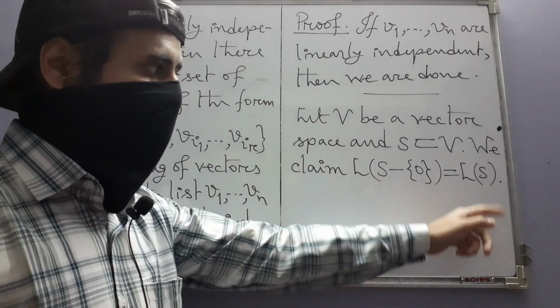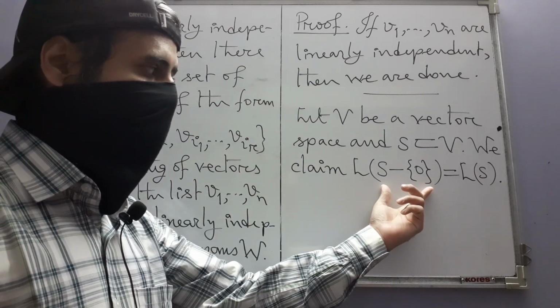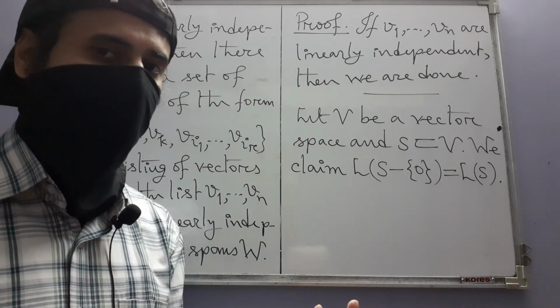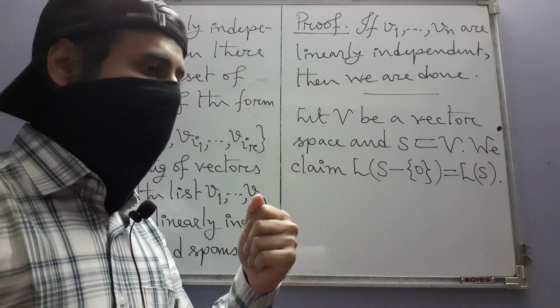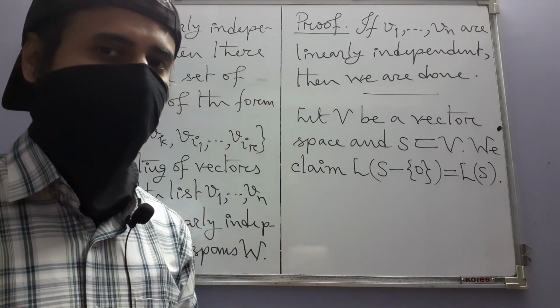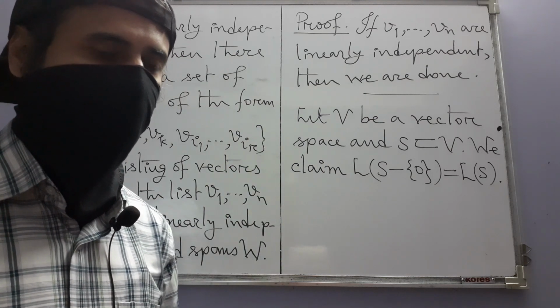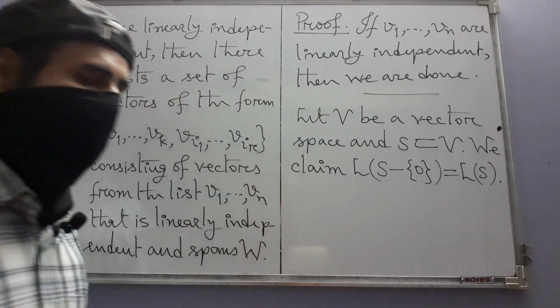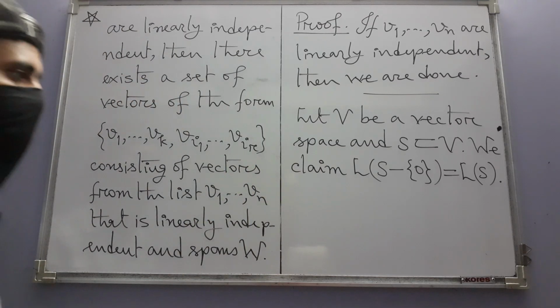But in place of that list, you can also produce another list where the 0 vector is not present. On that list, however, we are able to use our modified theorem, the modified form of theorem 4.2.1. That's why we need this. Okay, so let's now establish this claim.